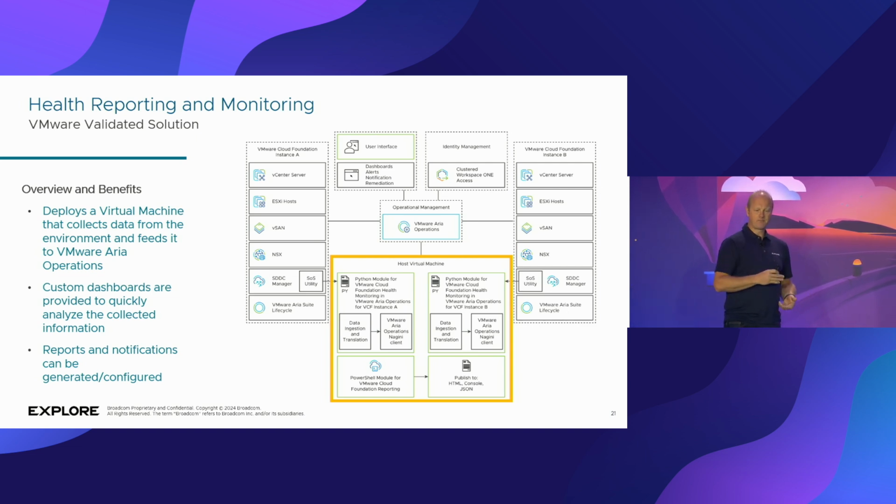And they said to us, we have 80 instances of VCF. Doing this upgrade is painful. We have 100 pages we have to go through every time. Can you do anything for us to help reduce that runbook? And can you do it in an automated fashion?